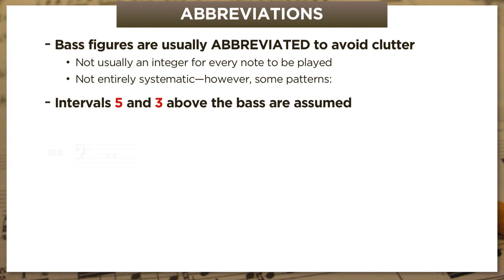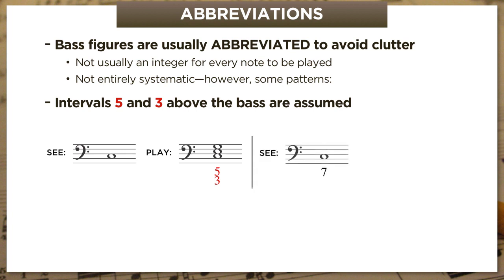instructed otherwise. So in the simplest situation, if you see a bass note, here's a C, with no figures at all, you're going to play a fifth and a third above the bass. So no figures actually means a 5-3 chord. Or similarly, here's a note, and there's just a 7 written above it. That doesn't mean you just play this with the 7. What it means is that you play a 7 in addition to a 5th and a 3rd, giving us a C major 7 chord there.